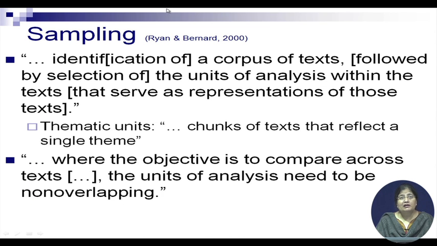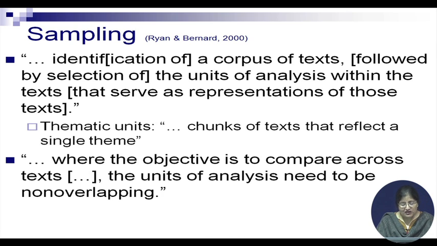Sampling. Sampling is the identification of a corpus of texts followed by selection of the units of analysis within the texts that serve as representations of those texts. So we have a corpus, we have a large collection of texts, and we select the units of analysis within those large collections of texts, and we classify that portion of the text that represents the text that we are talking about as best as possible. So we draw it from there.